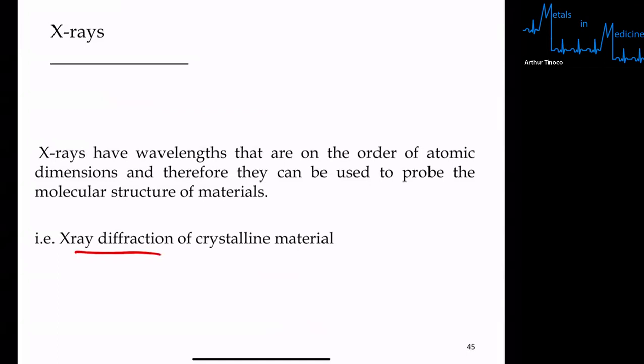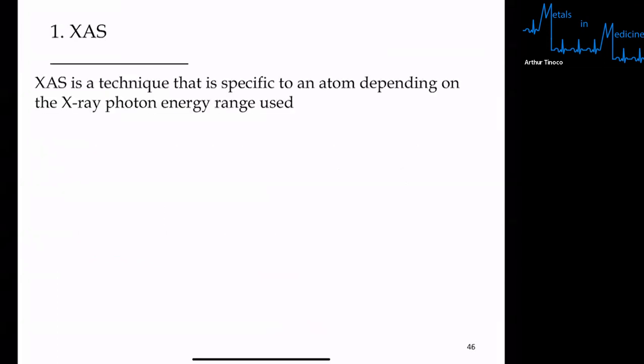And so often people would use X-ray diffraction as a primary tool for characterization. Well, in the absence of, let's say, a crystalline material, and you want to get some insight into coordination, we're referring to metal compounds, you can still exploit X-ray technology for this purpose. So XAS is a technique that is specific to an atom.